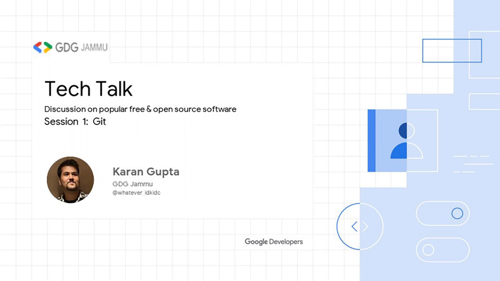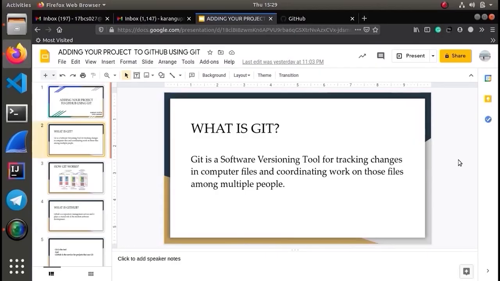Today we will be learning about how to add your project to GitHub using Git. So let's get started. First of all, what is Git? Git is basically a software versioning tool which is used to track changes in computer files and coordinate work on those files among multiple people.